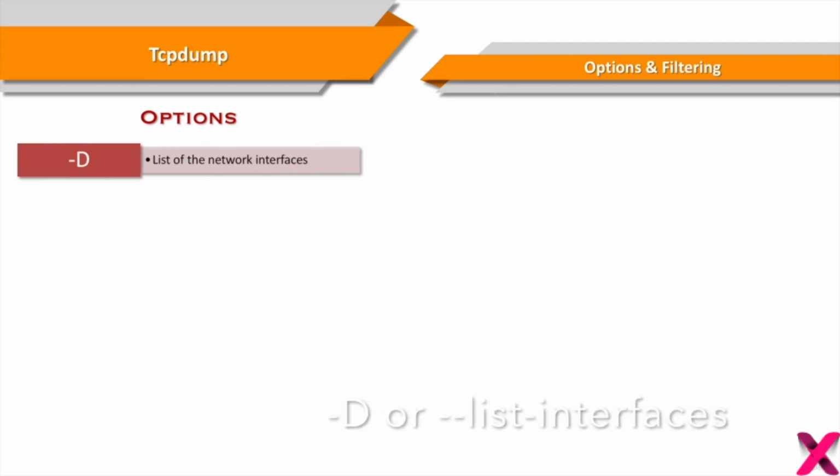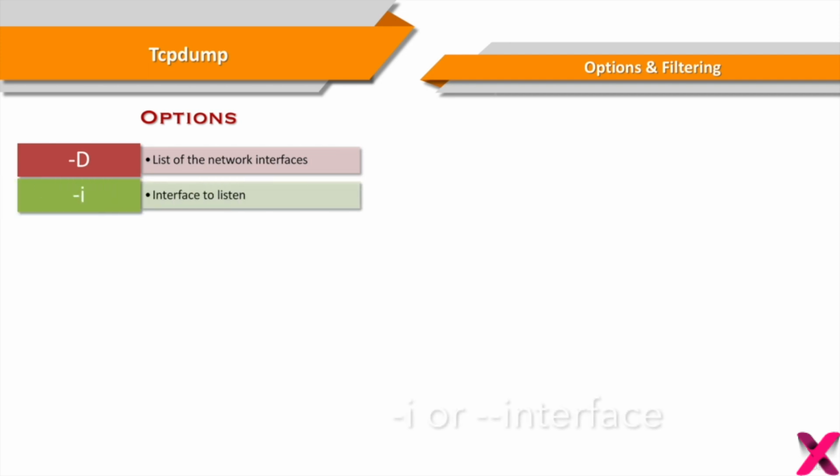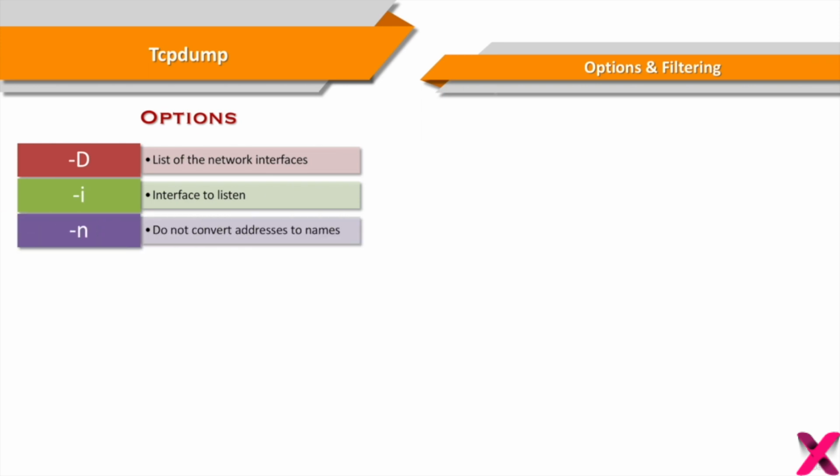-D, or list interfaces, prints the list of the network interfaces available on the system and on which TCP dump can capture packets. -i, or interface, listens in on the interface. If unspecified, TCP dump searches the system interface list for the lowest numbered configured interface, excluding loopback, which may turn out to be, for example, eth0. -n means do not convert addresses, that is, host addresses, port numbers, etc., to names. -v produces verbose output when parsing and printing. The more v's, the more details.